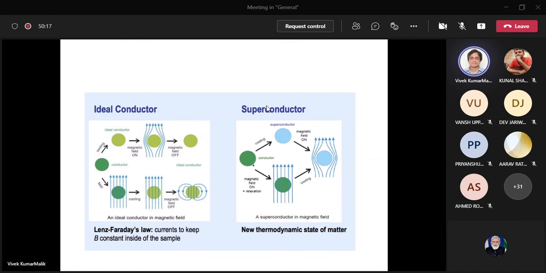In the same way here, whatever is changing the magnetic field, or whenever you move the magnetic field, that gives the energy. But here it's entirely different. That's where we call it a new thermodynamic state of matter. It's very mysterious. But once you flow the current into it, there's no way that you can change anything.